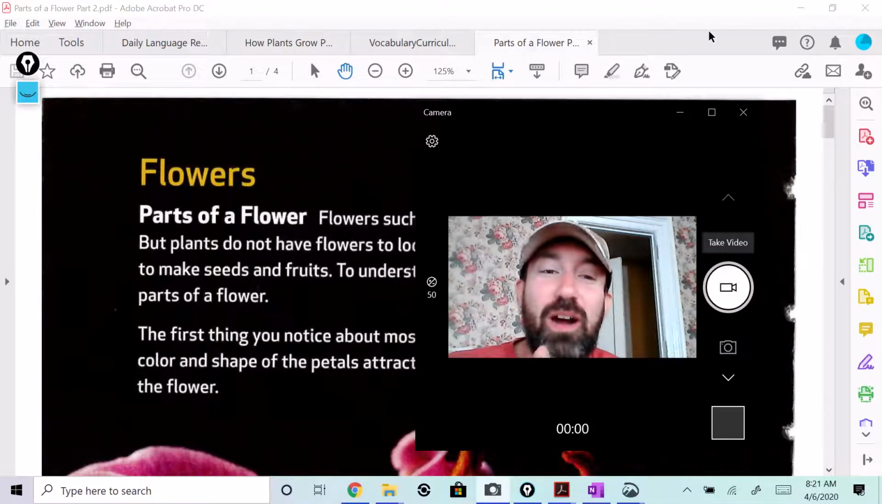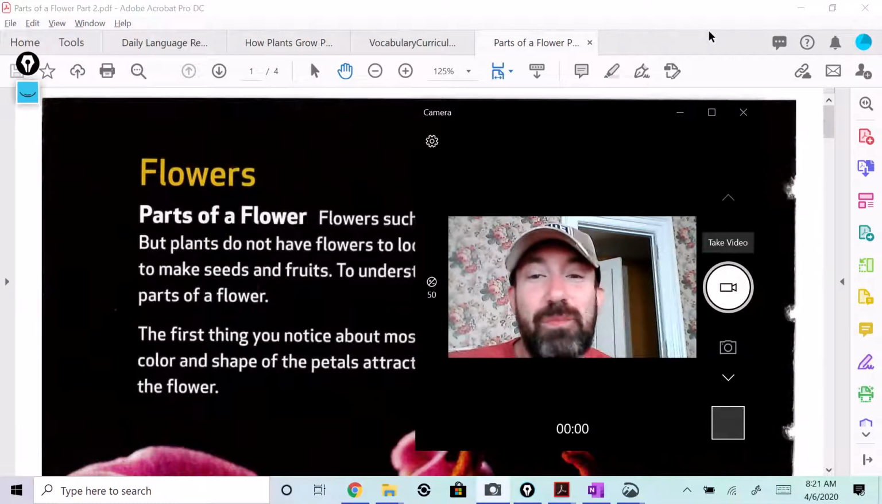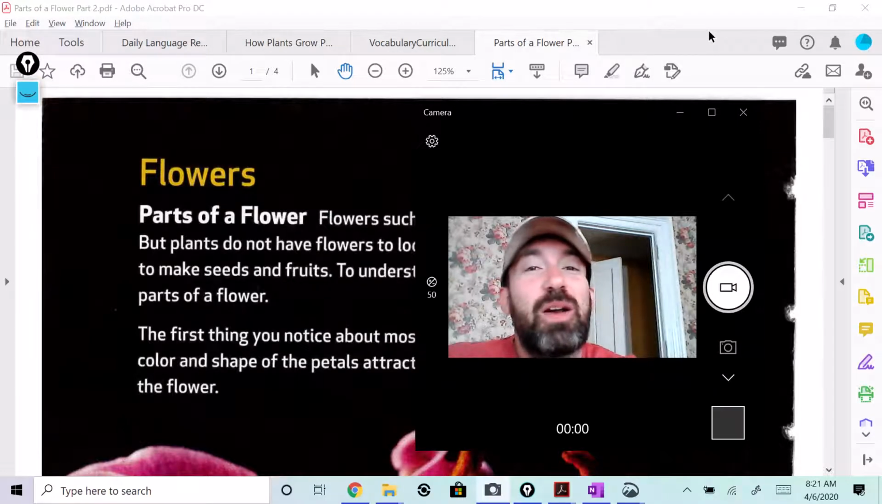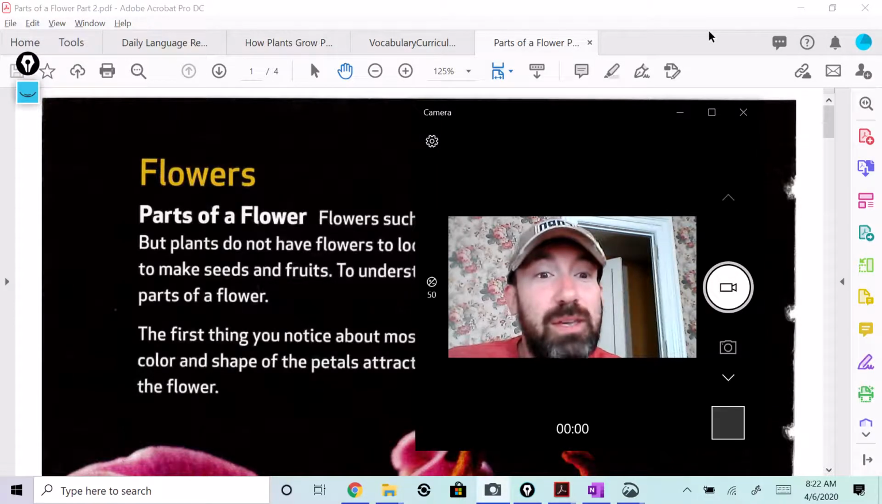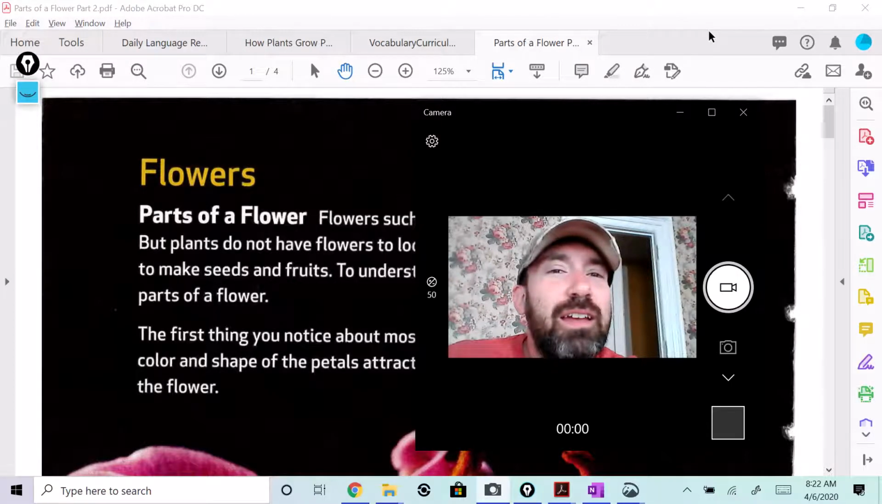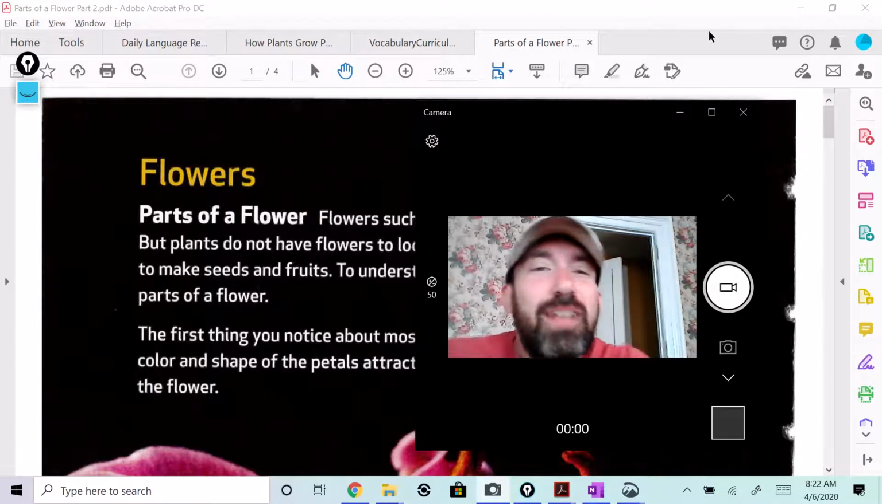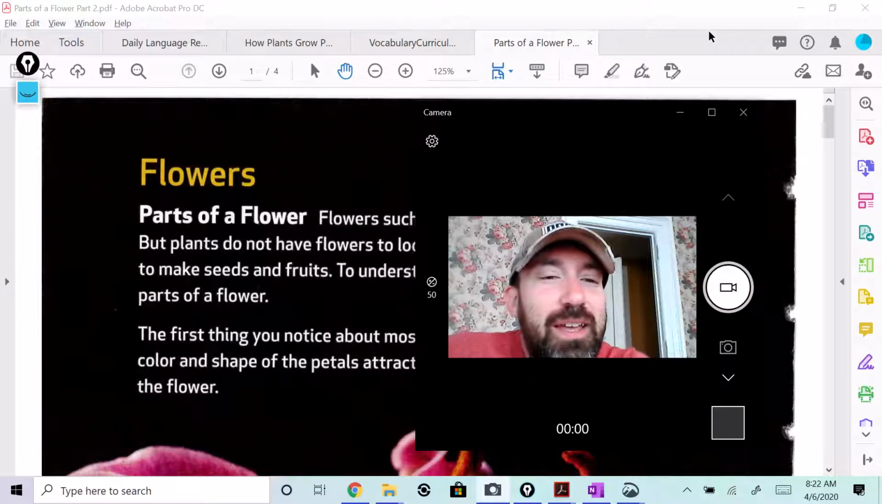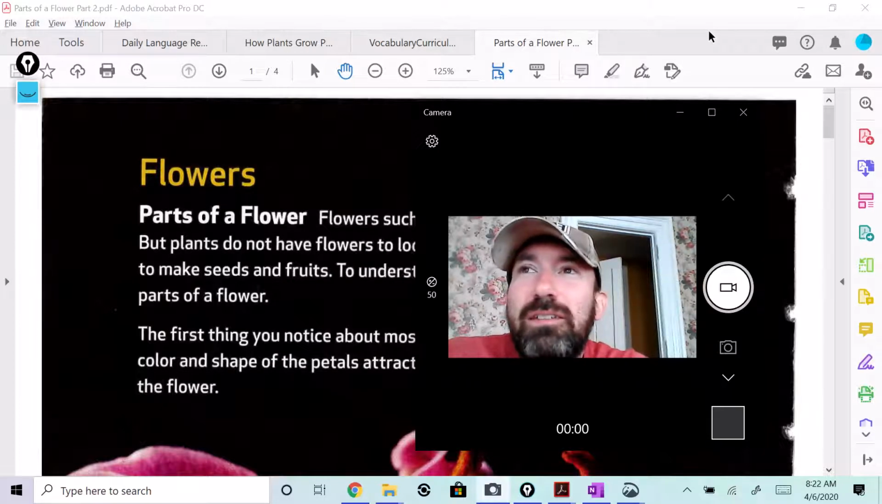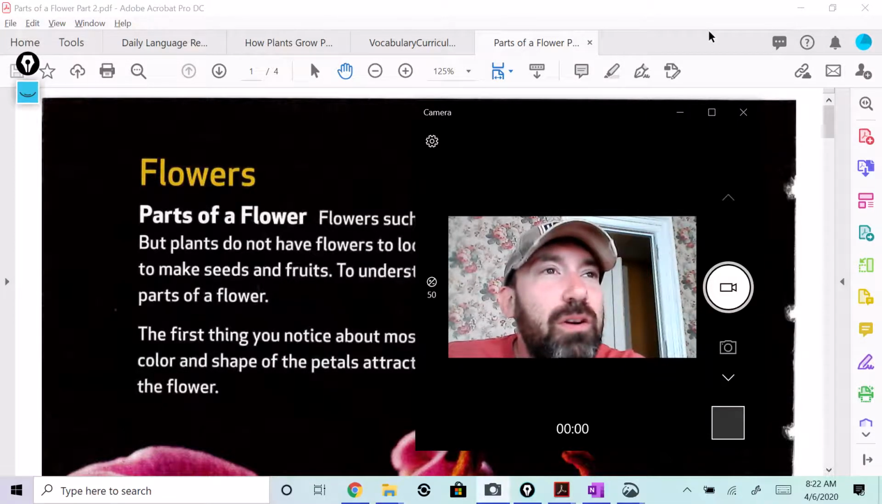All right, we are going to read the parts of a flower together. And now we're still talking about plants and how they grow and reproduce. Pollination's one of those deals, man. It's fascinating because I know there's a lot of discussion about honeybees. Why are honeybees important? Ask your mom and dad. I'll tell you why. Think about it. If there's no honeybees, there's no flowers.